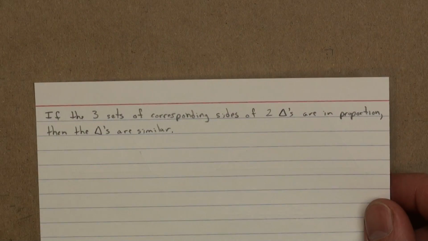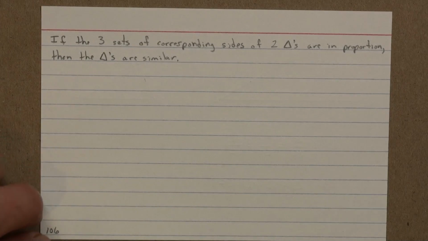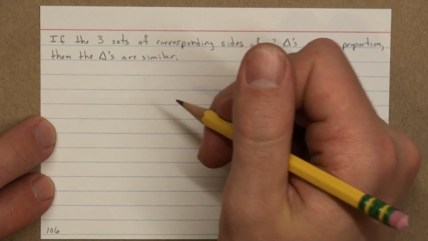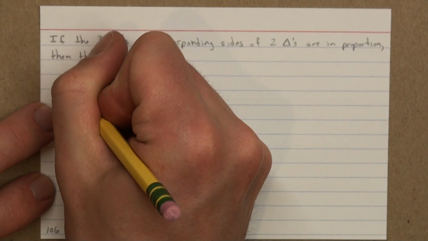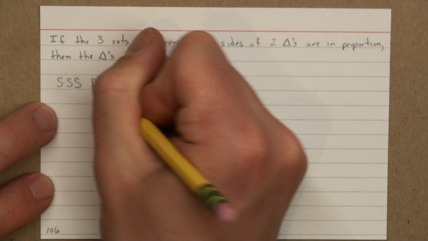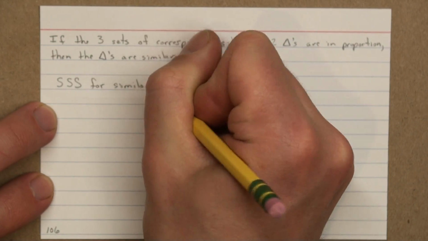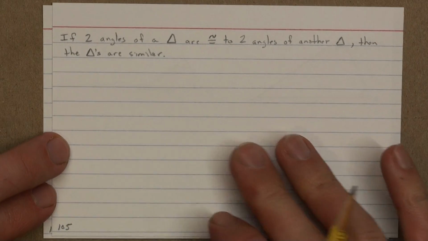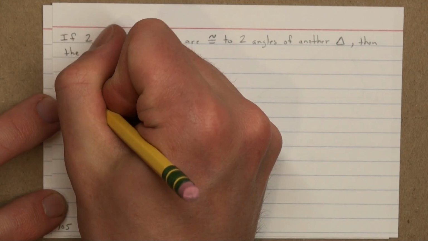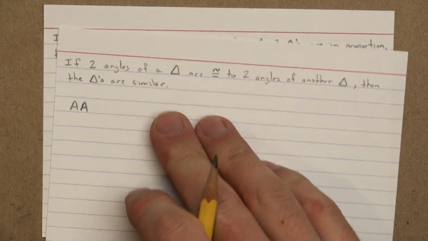Do I want to put this one on the front here? Let's put it right here: SSS for similarity. And on the front of this 105, let's put AA.